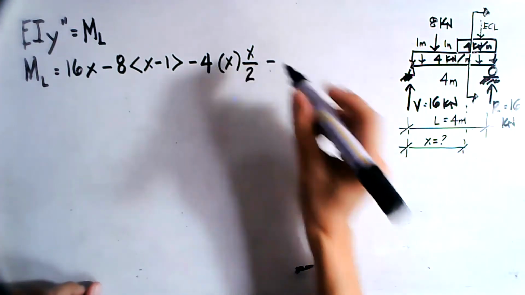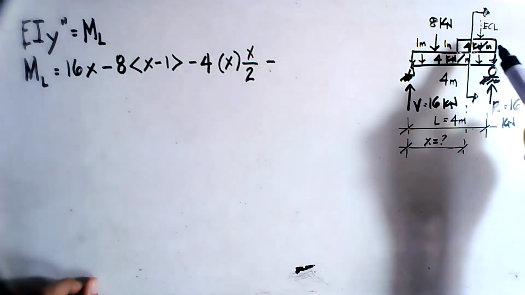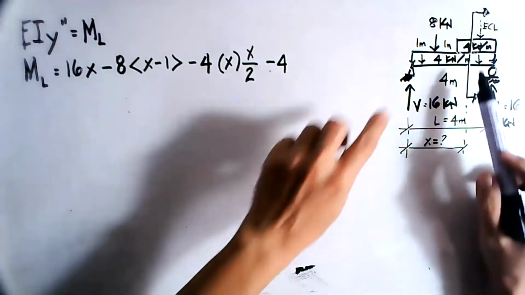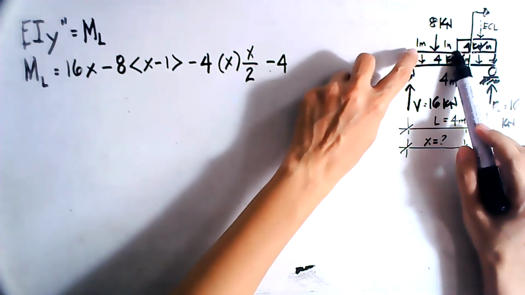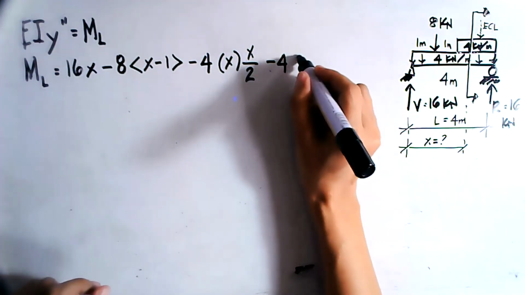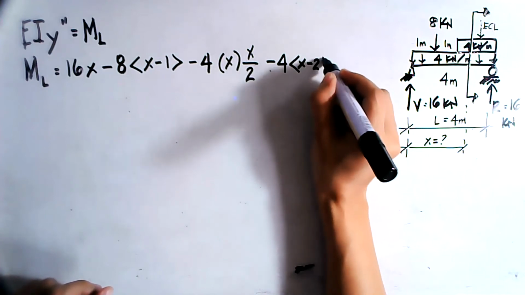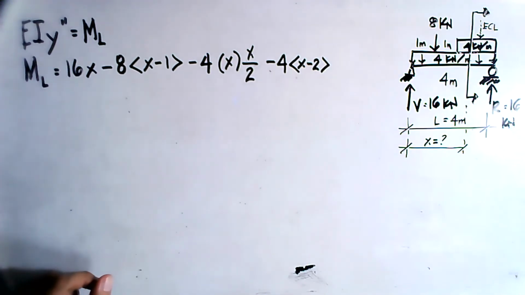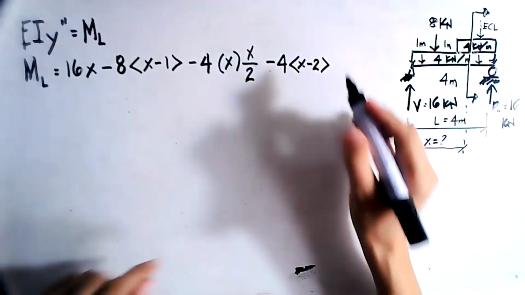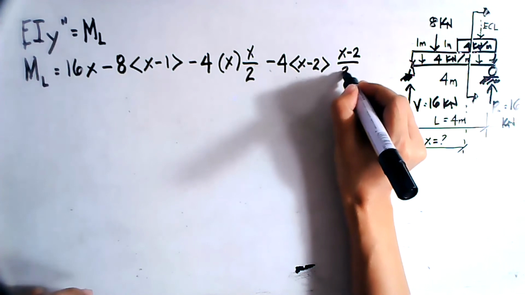Then we have another 4 kilonewton per meter, which is going in the counterclockwise direction also. So that is 4. If this is x and this is 2 meters, that means this is x minus 2. So we write it inside the pointed bracket, x minus 2. And then, of course, you would have half of the distance x minus 2, so x minus 2 divided by 2.